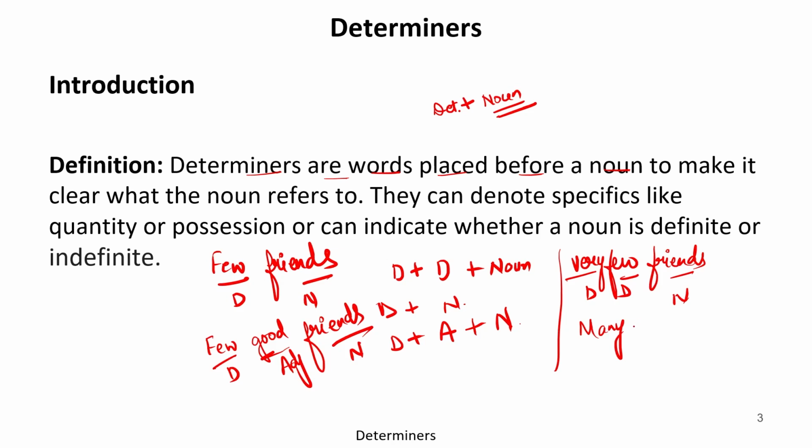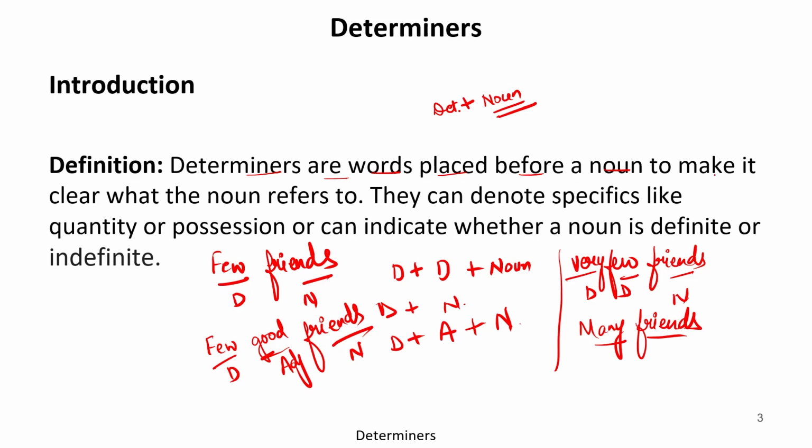Many friends. Now, in this, many is a determiner and friends is a noun. So, there can be various combinations. We will discuss that later on while we are discussing the difference between determiners and adjectives. But that is the part that will be discussed later on.